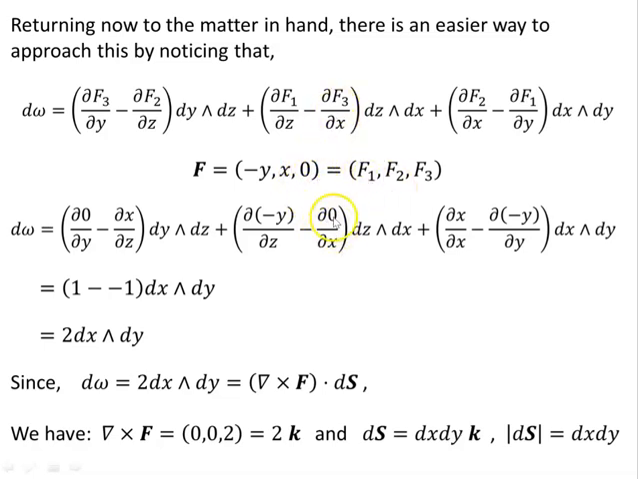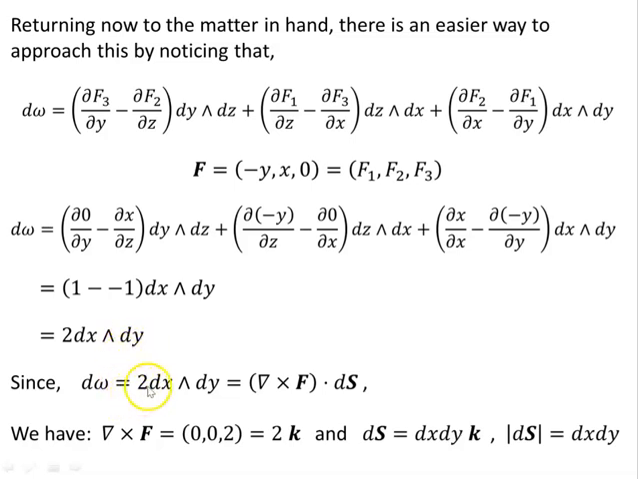F3 is 0, so that component goes to 0 as well. The only surviving component is this one. Partial x on partial x is 1, and partial negative y on partial y is minus 1. So we get 1 minus minus 1, which is 2, and dx wedge dy survives. Okay, so 2 dx wedge dy.